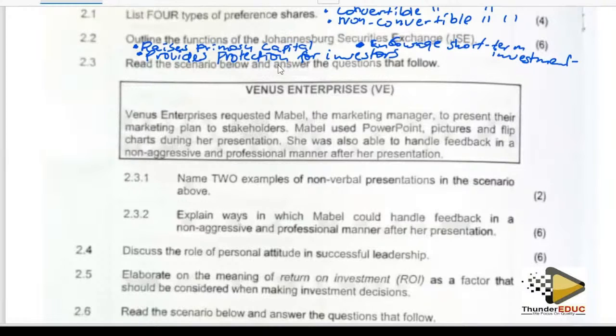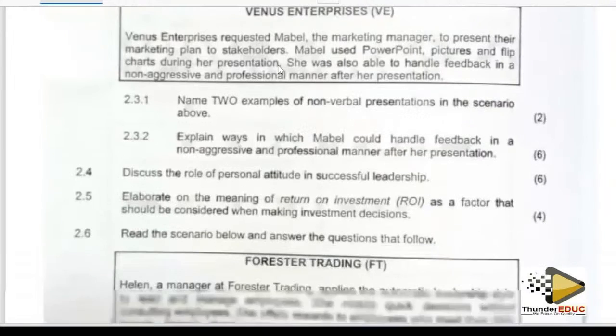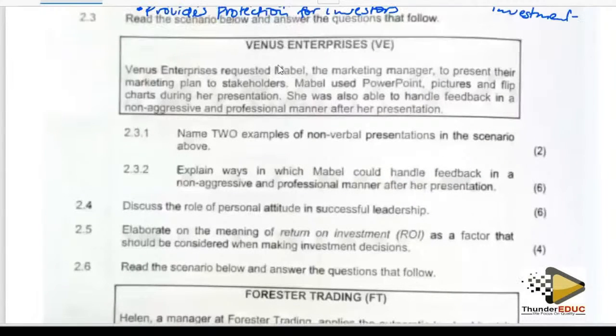The next question reads as follows. We have Venus Enterprises, VE, and Venus Enterprises requested Mabu, the marketing manager, to present the marketing plan to shareholders. Mabu used PowerPoint, pictures and flip charts during the presentation. She was also able to handle feedback in a non-aggressive and professional manner after the presentation. Okay, right. So now the question, in particular 2.3.1, says name two examples of non-verbal presentations in the scenario above.